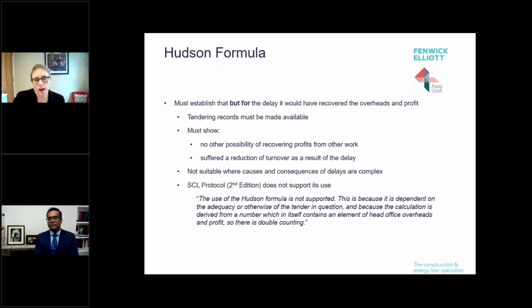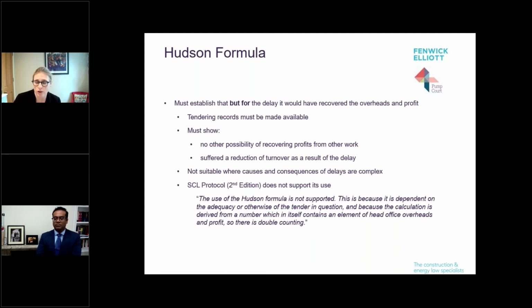So things to think about again for the Hudson formula: you have to establish that but for the delay, you would have recovered overheads and profits. You've got to have your tendering records available. You've got to show there's no other possibility of recovering profits from other work, and that you suffered a reduction in turnover as a result of the delay. And it's not generally suitable where there are complex causes of delay.